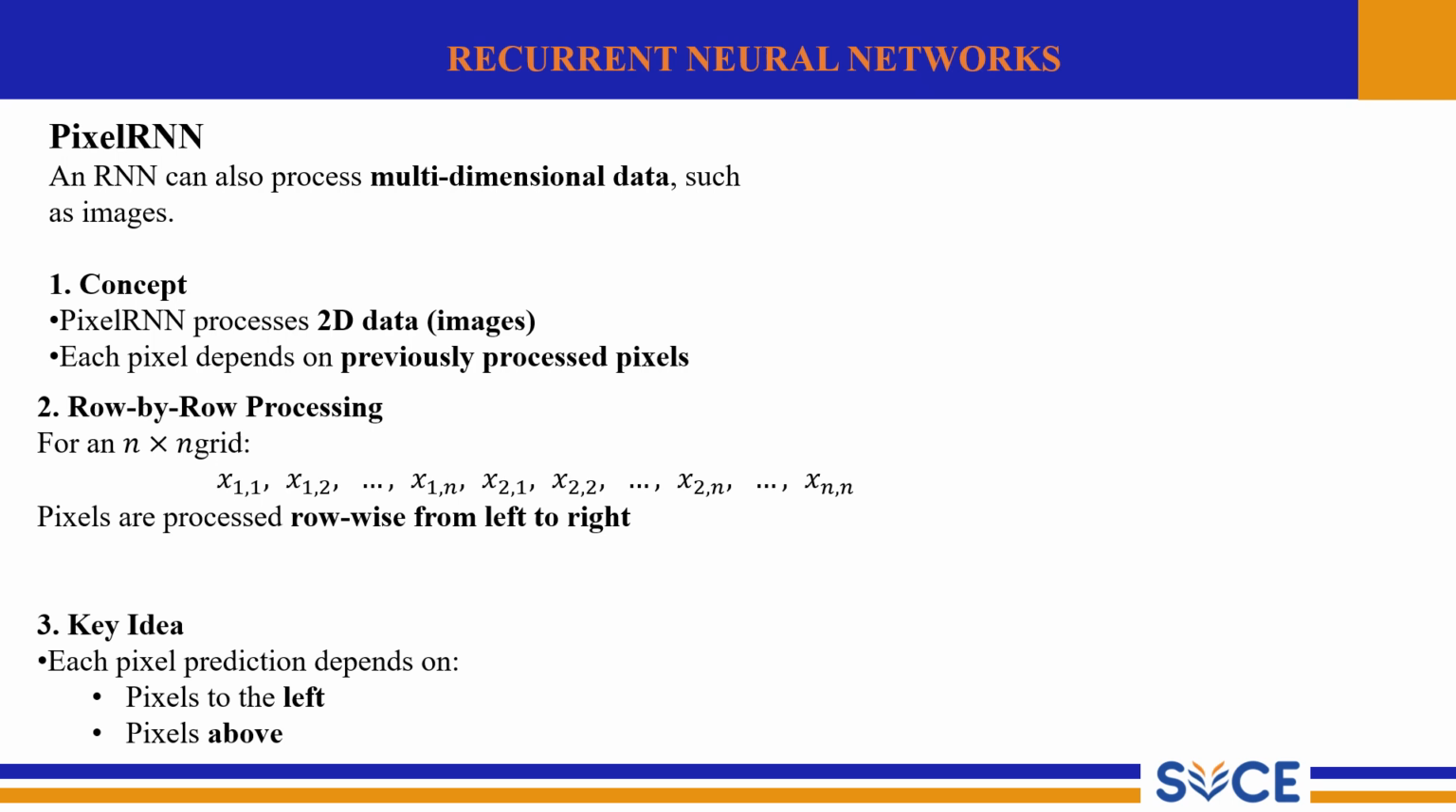So fourth one, why PixelRNN is powerful. PixelRNN is useful because it learns a probabilistic model of images. It generates images pixel by pixel in a structured way. It captures local and global dependencies in images, and it produces highly consistent and realistic outputs. It is also computationally expensive because it processes pixels sequentially, which makes it slower compared to parallel models like CNN based generators.